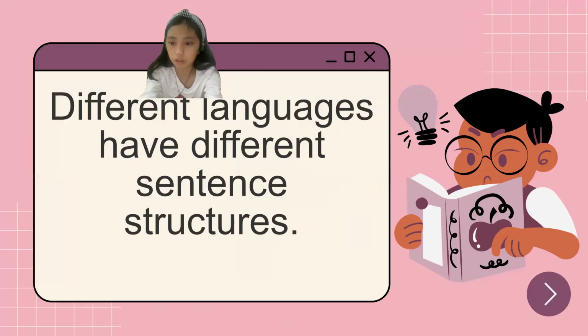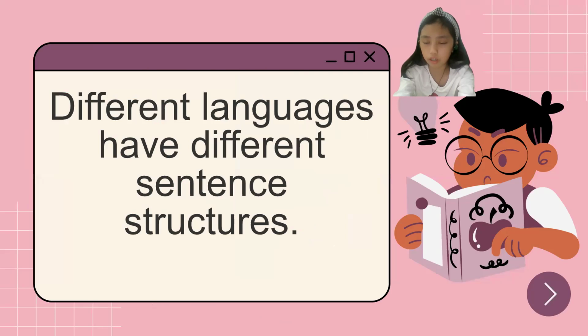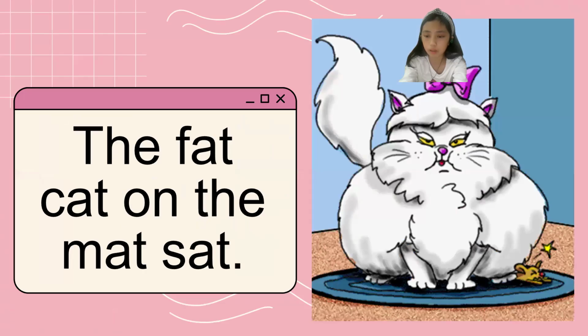Similarly, words are just words until we learn to recognize the patterns within language. Different languages have different sentence structures. The verbs are placed at the end of a sentence in German and Latin. Take a look at this picture of the cat. Look at this example: The fat cat on the mat sat.